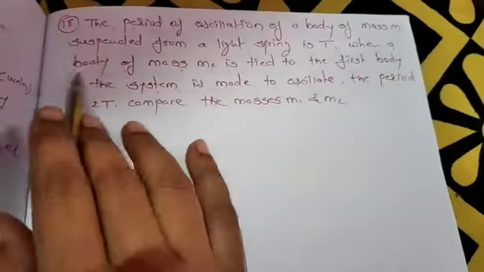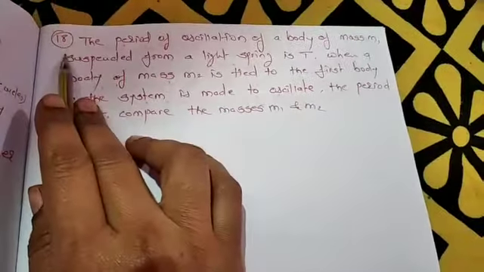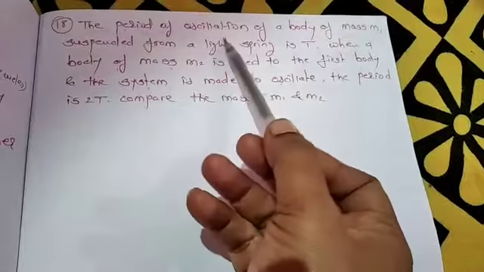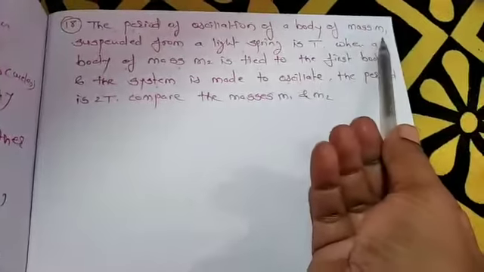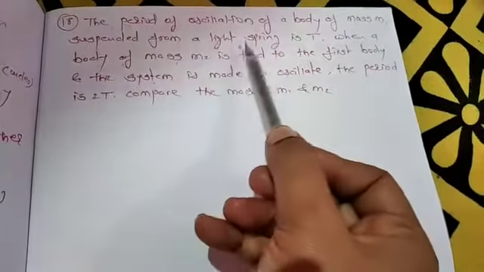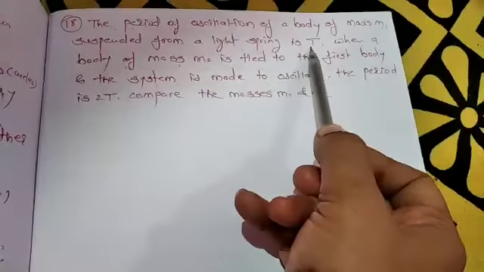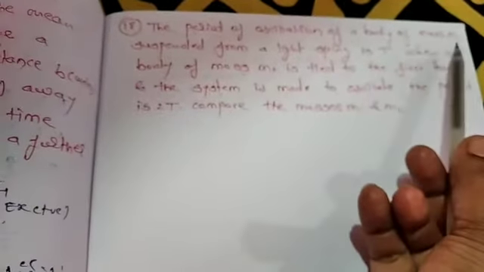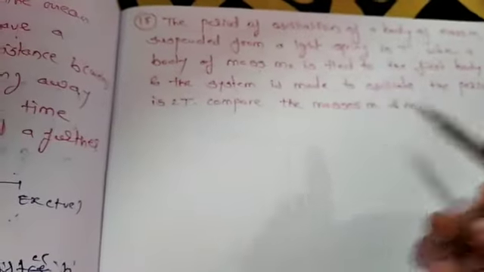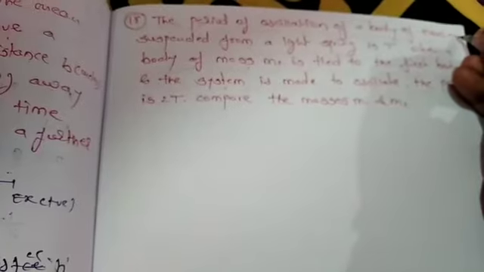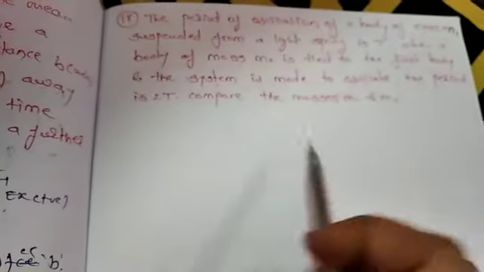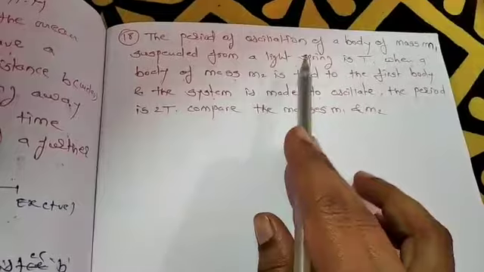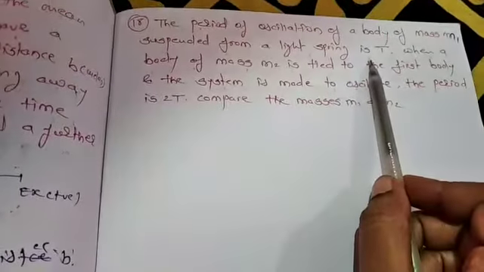So the next problem, number 18. The period of oscillation of a body of mass m1 suspended from a light spring is T. A spring is there, and the mass of the body is m1. It is suspended from a light spring and its period is capital T.